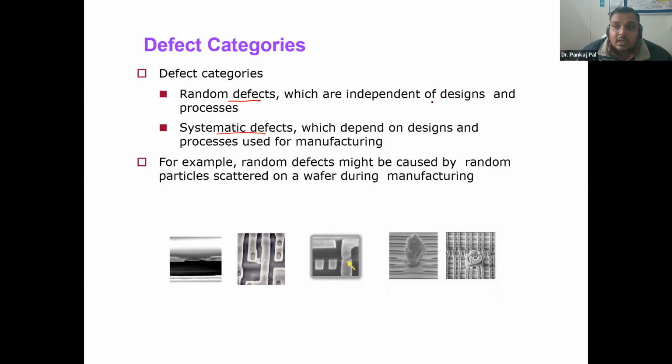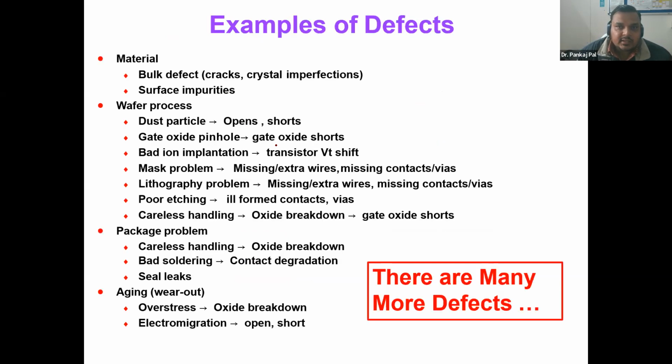Random defects are independent of design and process. And systematic defects depend on your design and the processes used for manufacturing: which manufacturing process, which line you are using for fabrication. So this will actually produce systematic defects. Okay, so these are all examples of defects.